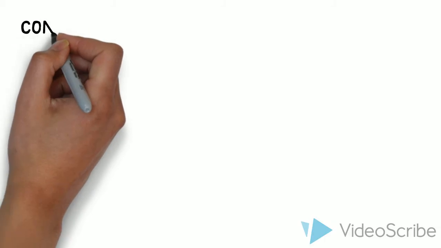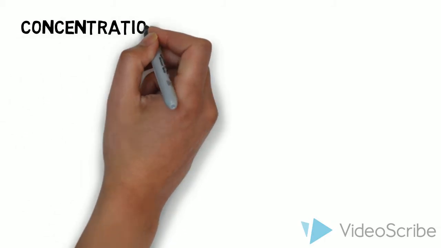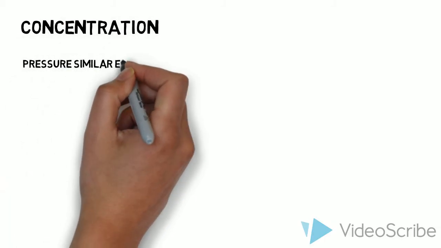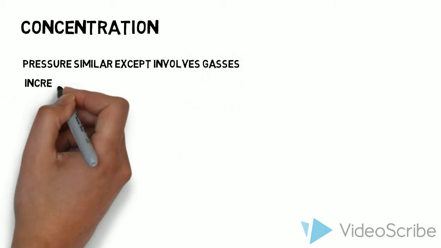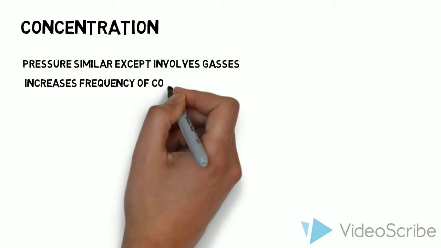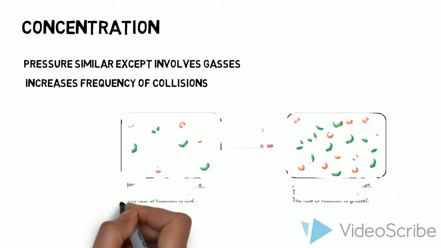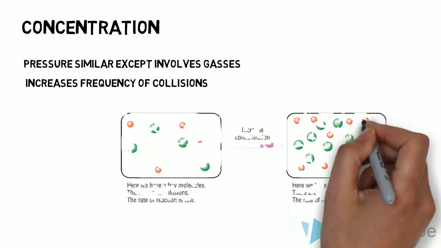Molar concentration refers to the amount of particles of a solute in a given volume. Pressure is similar to this, except it involves gases instead of liquids. Increasing the concentration affects the rate, as the solute with a higher concentration will have more particles in the same space, which increases the number of collisions with the other reactant.